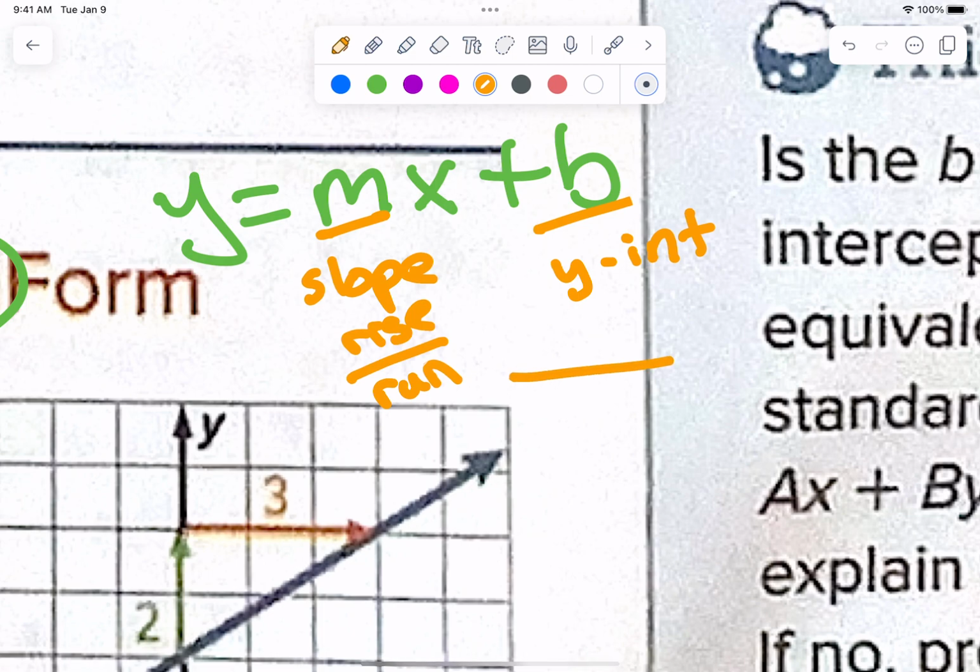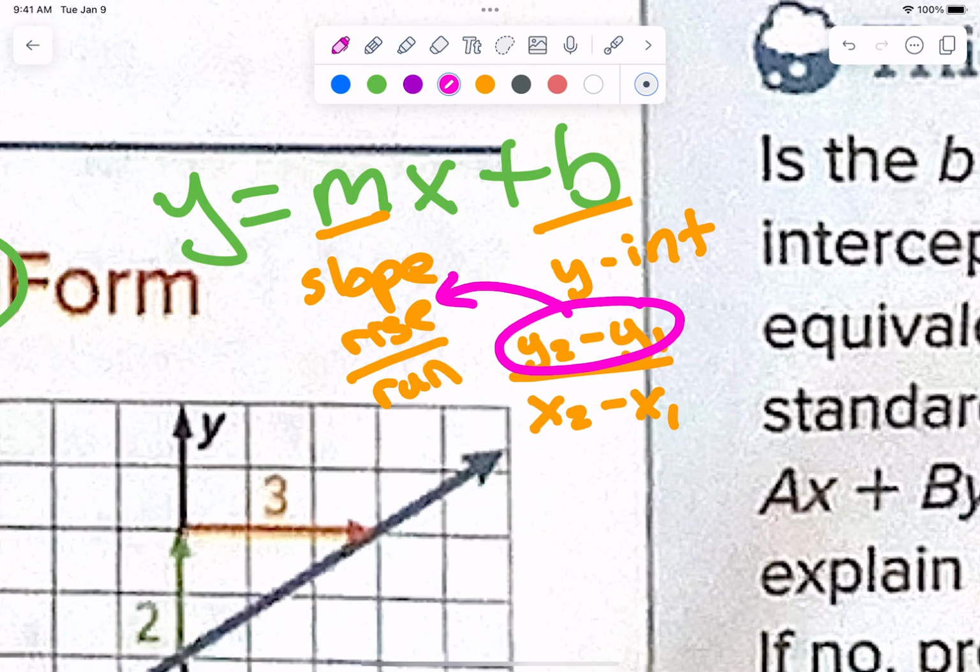If you're given 2 coordinates, do you remember how to find m? Like if I give you y2 minus y1 over x2 minus x1. If I give you 2 coordinates to find the slope, we're going to practice that in a second. Y2 minus y1, x2 minus x1. Why is the y on the top?